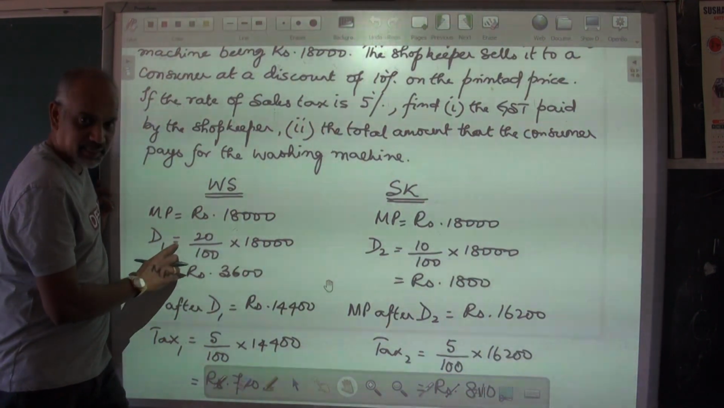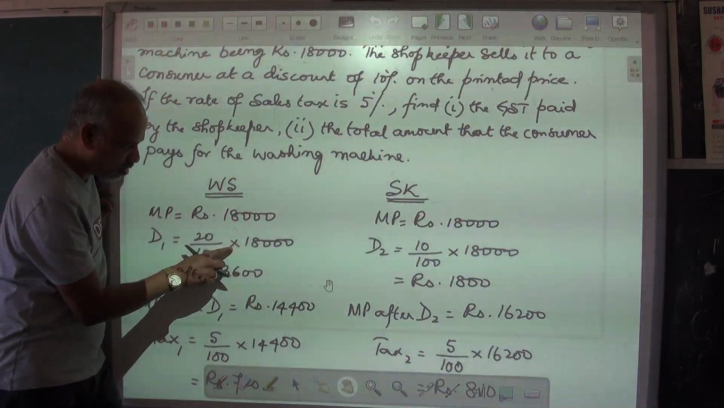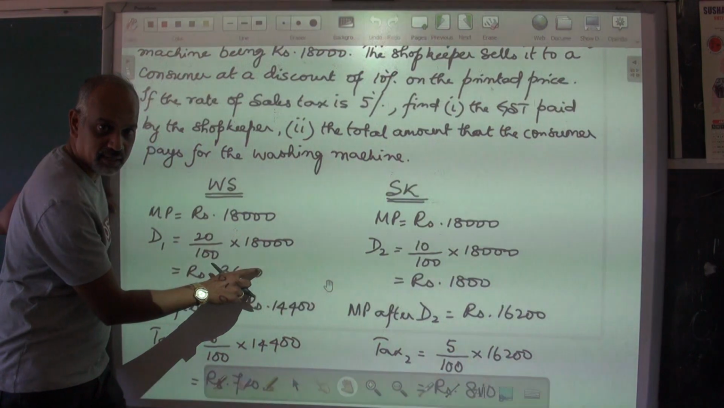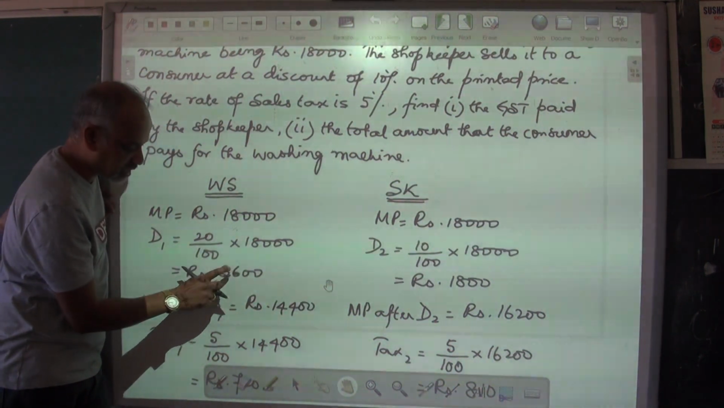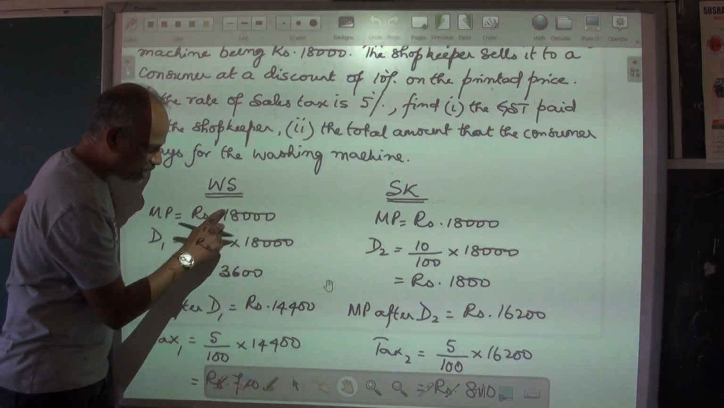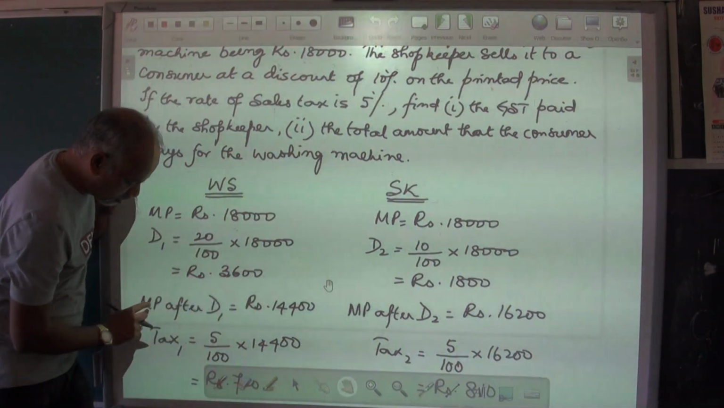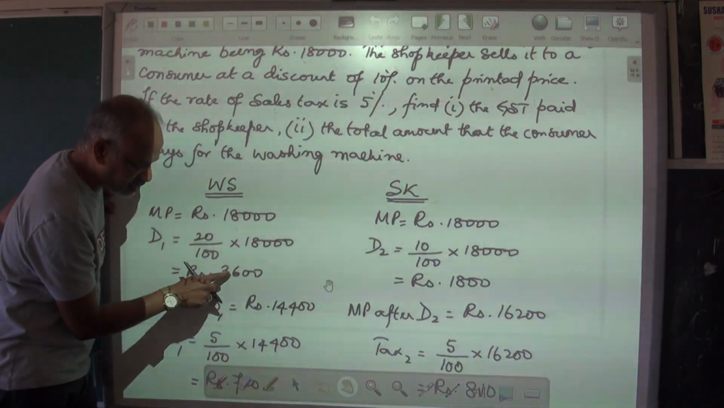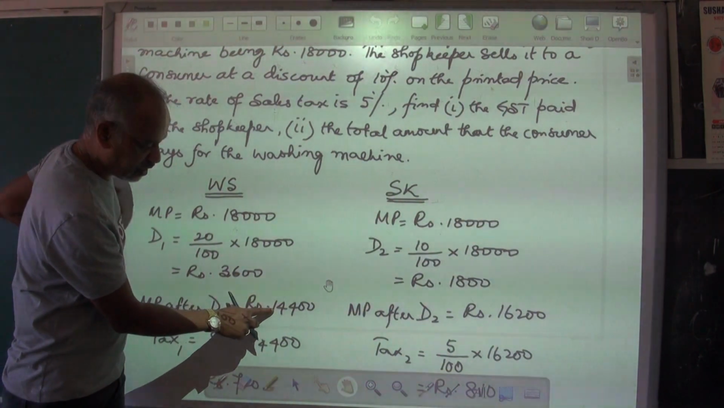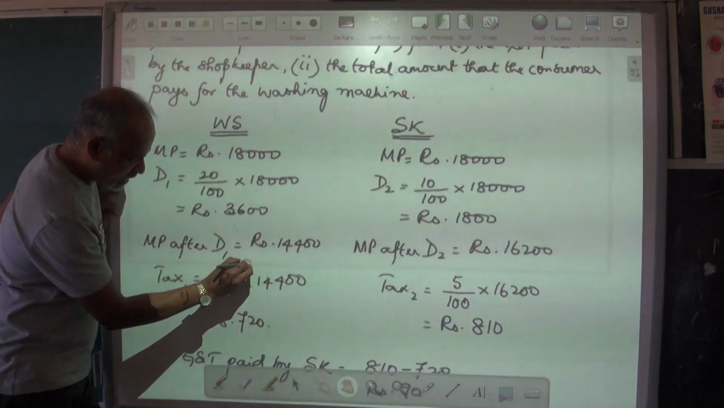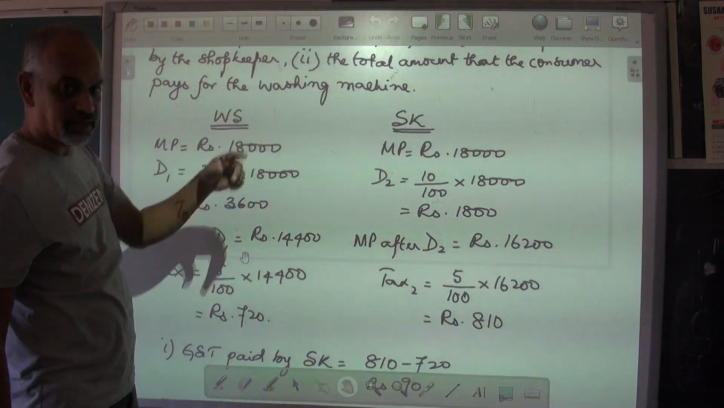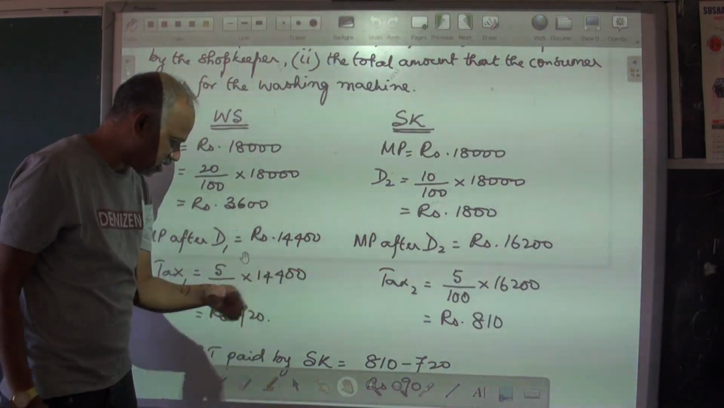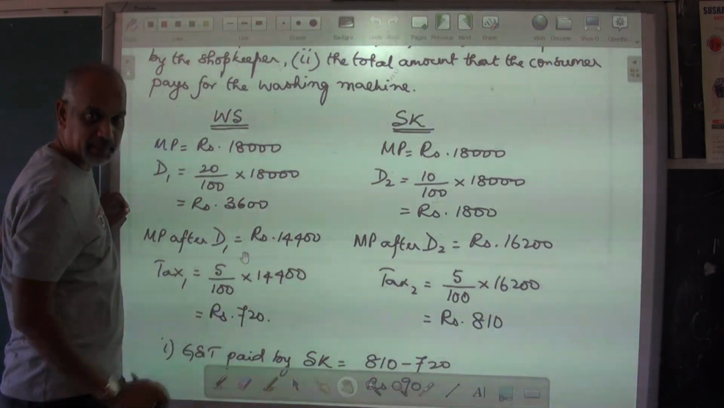Discount in the first case, he's getting 20% discount. That's 20 over 100 of the mark price, 18,000. This will give you rupees 3,600. That much discount he is going to get means he has to pay that much less. This was the actual price, minus this discount. That will give you mark price after discount 1, rupees 18,000 minus 3,600. That gives you 14,400. And the tax in the first case, tax percentage given was 5%. 5 over 100 of the mark price now, 14,400, gives you rupees 720.